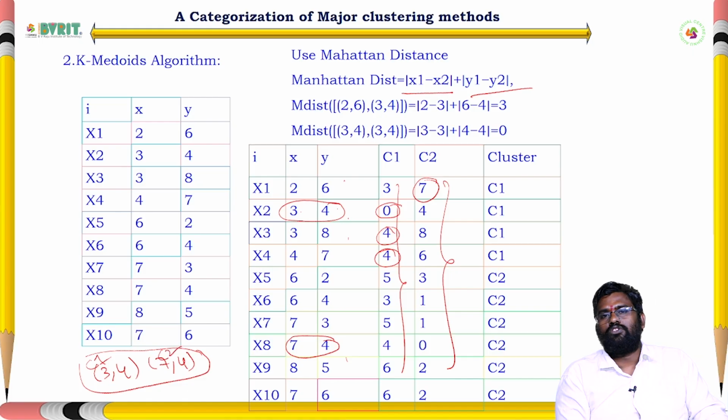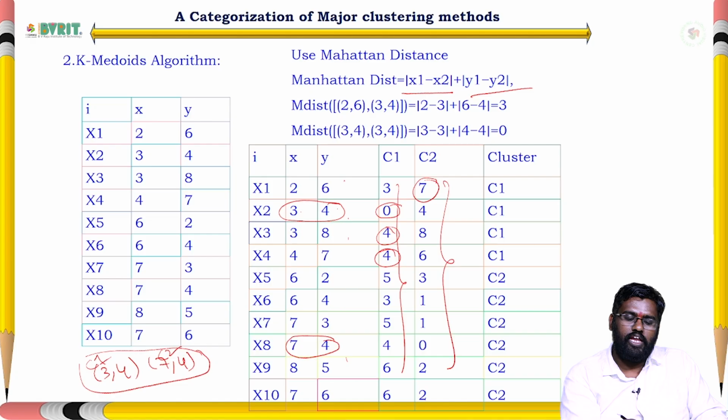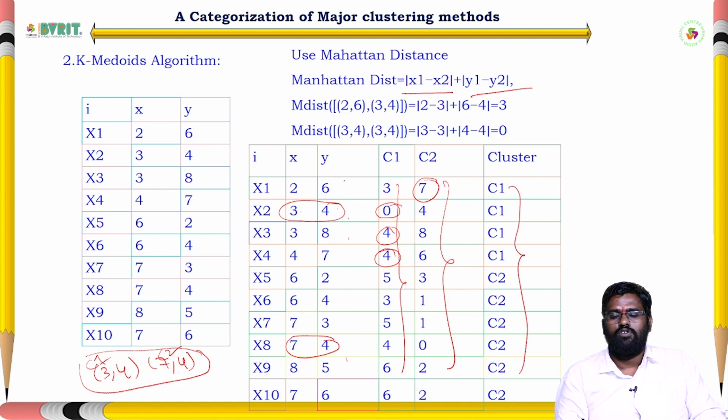Randomly we are choosing two clusters, and based on these two, we compare the points (2, 6), (3, 4), (3, 4), (3, 8) and so on. All the values are compared with (3, 4), that is C1, and all the values are compared with (7, 4). Based on that we take the minimum of these two values, and if it is C1 we place the point in C1. All the values have to be placed like this into clusters.